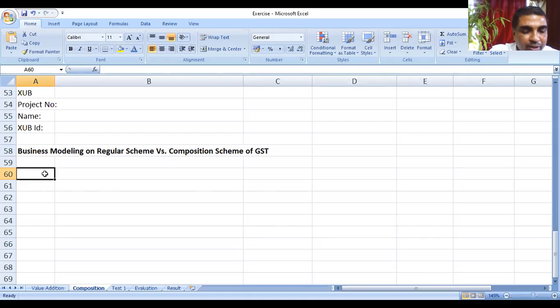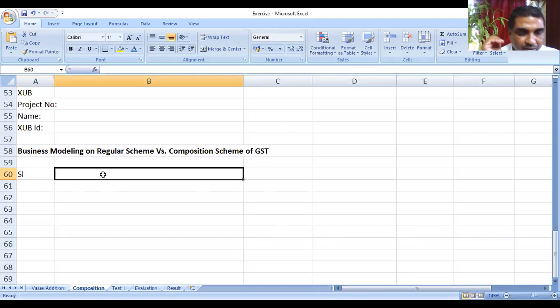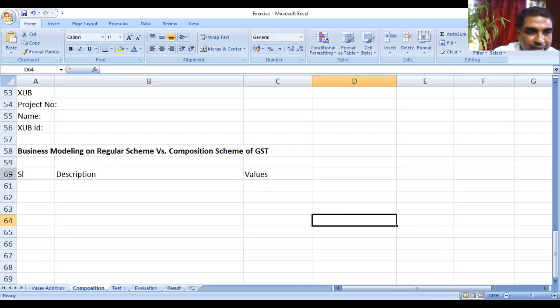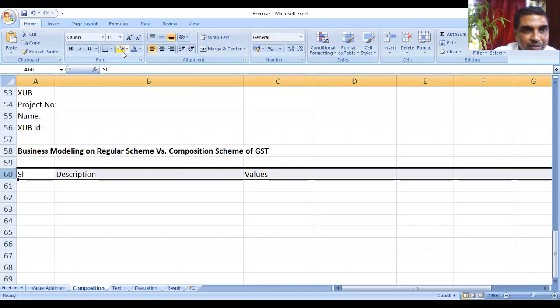So what we'll do, let us open 3 columns now. One is serial number, which will help us refer to different cells. Then description, and one more column for values. I trust you have already understood the concept of the composition scheme. If you have understood, then you'll be able to apply those things in this project.